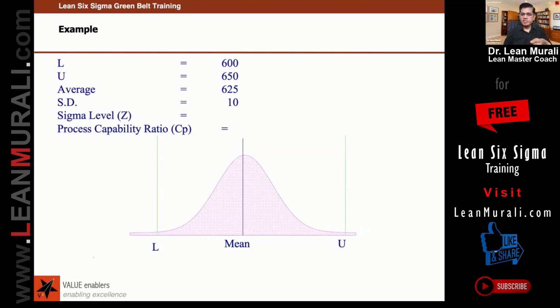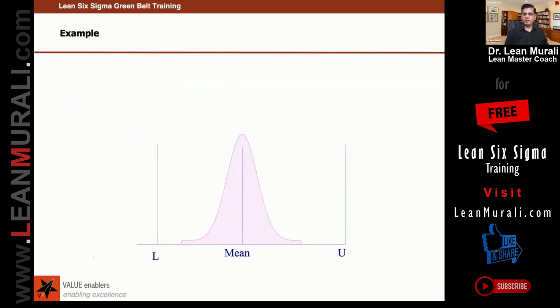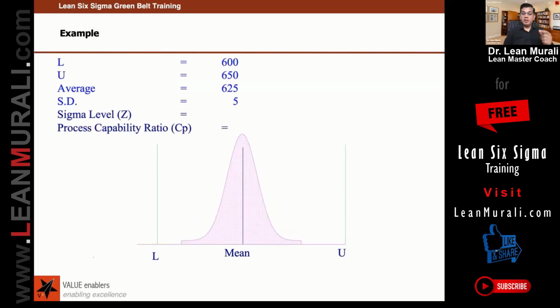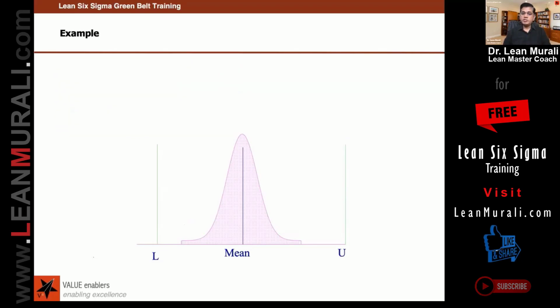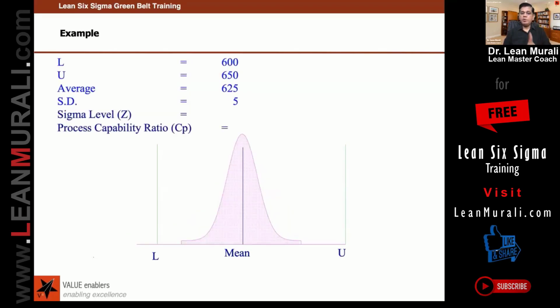I'll say lower specification limit is 600, upper is 650, the average is 625, standard deviation is 10. Let us calculate sigma level and process capability. Similarly, the same lower and upper specification limit and average, but the standard deviation earlier was 10 and now it is 5. What will happen to sigma level and CP? I'll tell you how it changes in the Excel sheet.